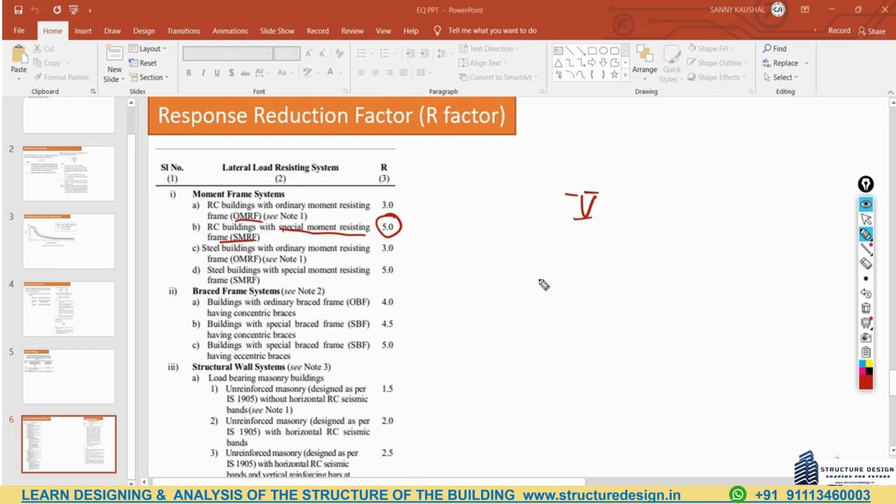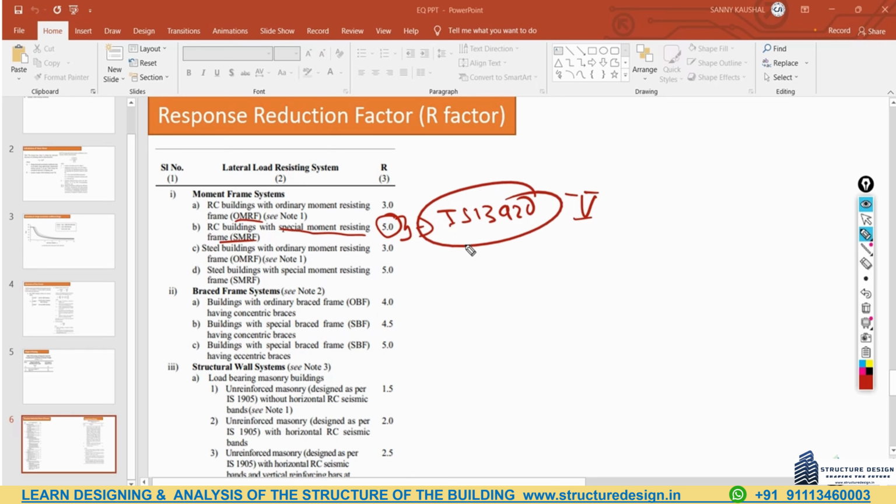But if you use an R factor of 5 with a special moment resisting frame system, the forces will get reduced and you will design with a lesser force only. But remember that in that case you have to provide the special moment resisting frame, and you have to detail the structure with the IS 13920 code.